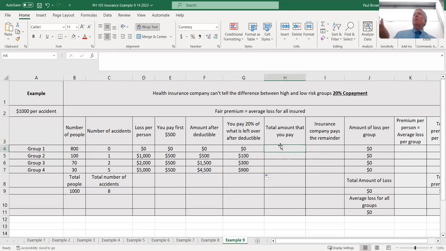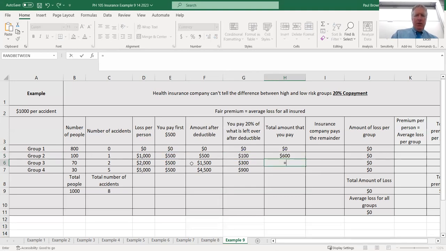So now if you say, how much in total does the person pay? This person pays zero for their deductible plus zero in copayments, so that amount. This person pays 500 for the deductible plus 100, like that. This person pays their 500 deductible plus 20% of what's left over, so 800. And then this person pays 500 plus the 900. So it looks like that.